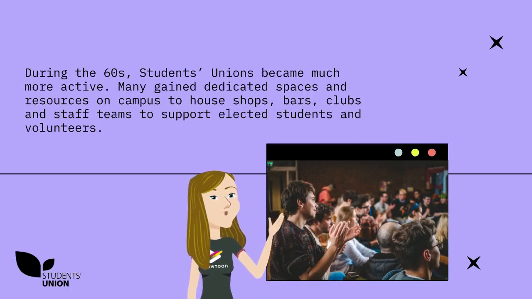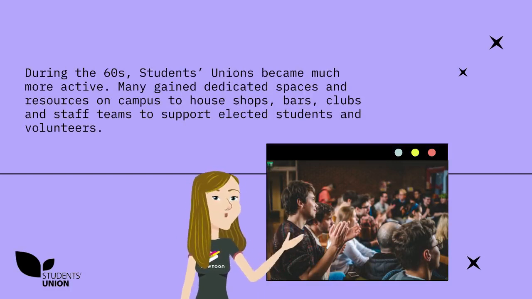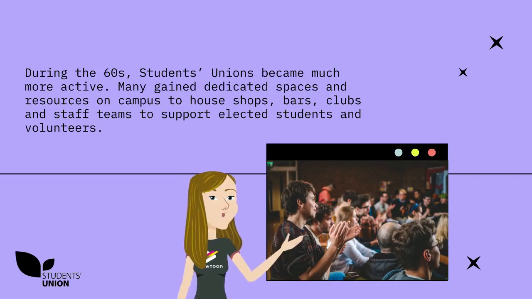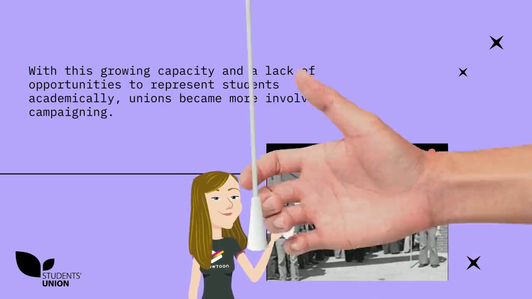Many gained dedicated spaces and resources on campus to house shops, bars, clubs, and staff teams to support elected students and volunteers. With this growing capacity and a lack of opportunities to represent students academically, unions became more involved in campaigning.